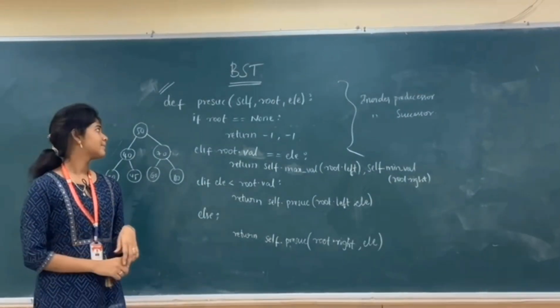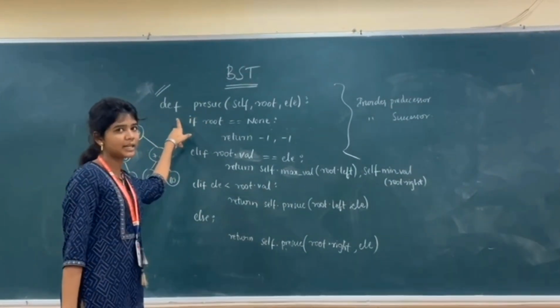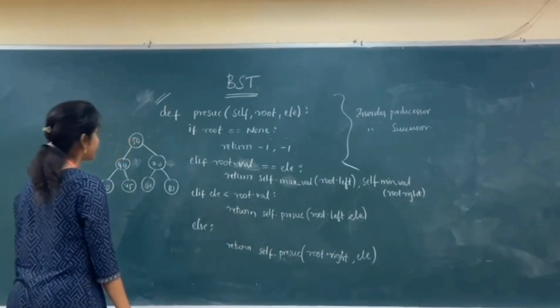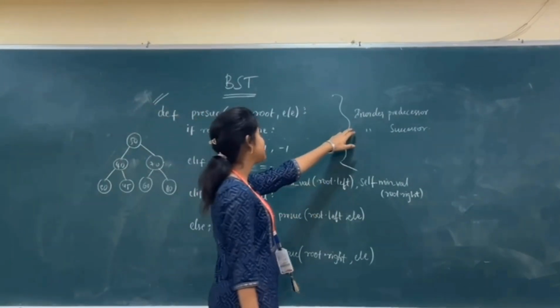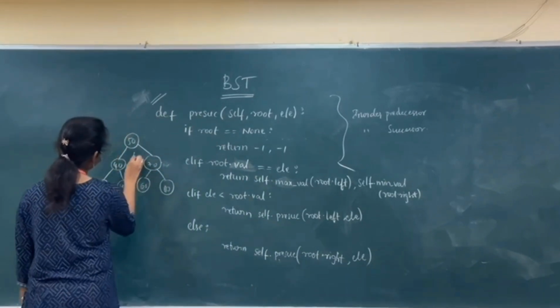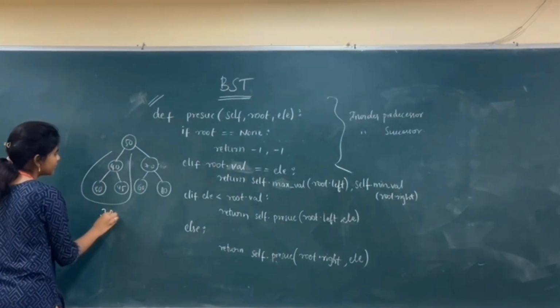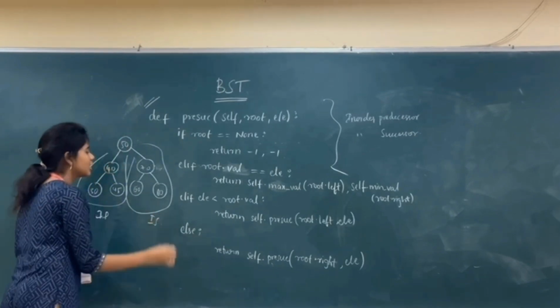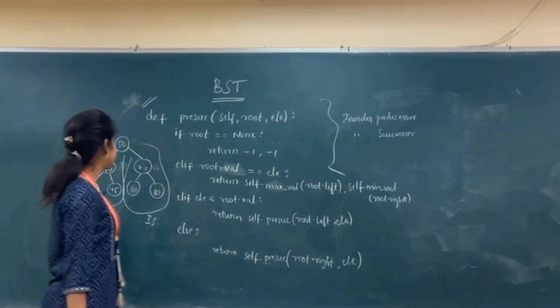Now I'd like to explain how to find the INORDER predecessor and INORDER successor in a binary search tree. So firstly, what does INORDER predecessor mean? The maximum value in the left subtree is known as the INORDER predecessor and the minimum value in the right subtree is known as the INORDER successor. So now we'll see how to find them.